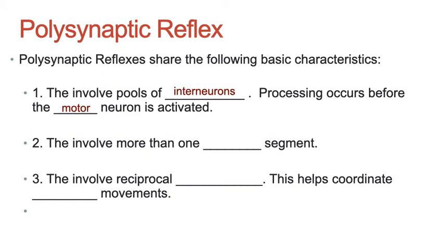For example, the interneuron may excite a motor neuron and cause contraction of a muscle, or the interneuron may inhibit a motor neuron and have no contraction or relaxing. Two, they involve more than one spinal segment. What I mean by this is the interneurons that are interacted with can extend across the spinal segments and even may activate muscle groups in many parts of the body.